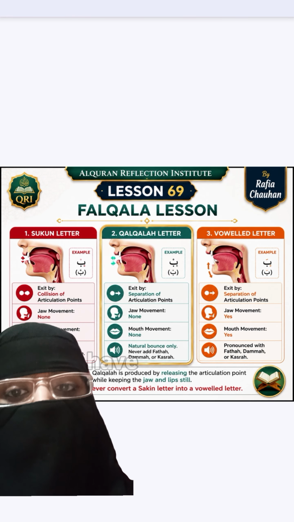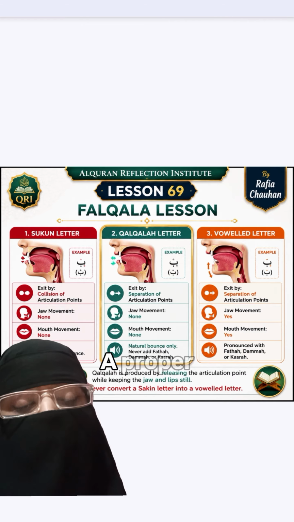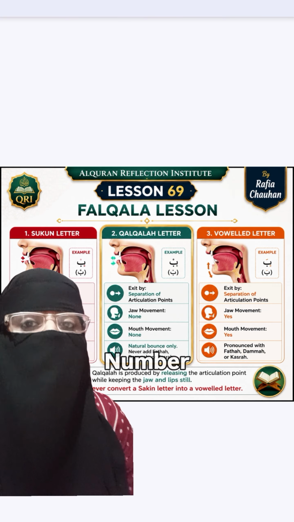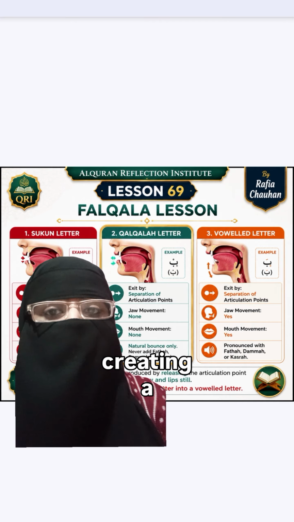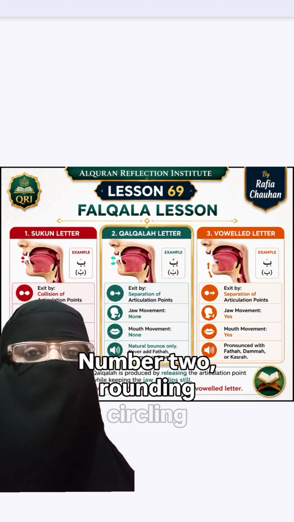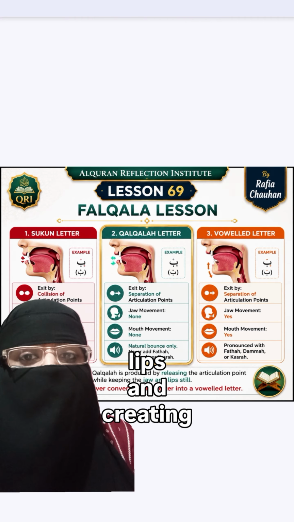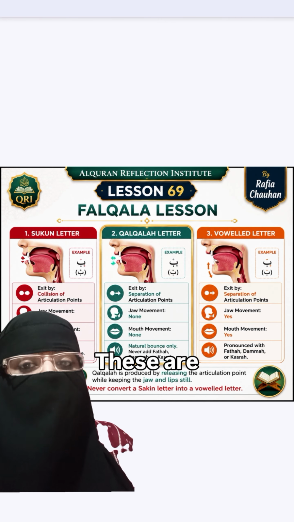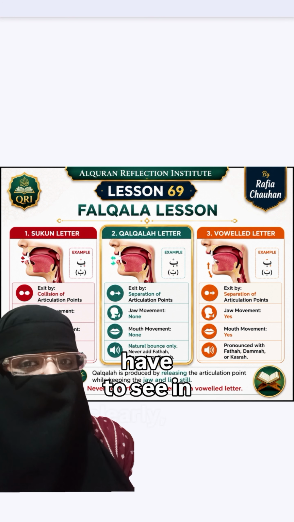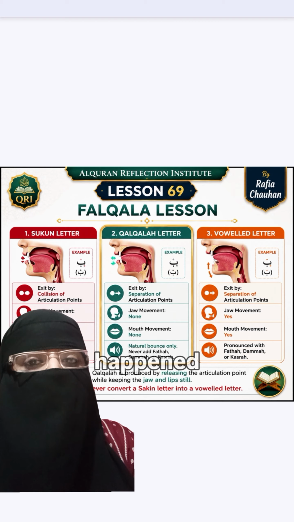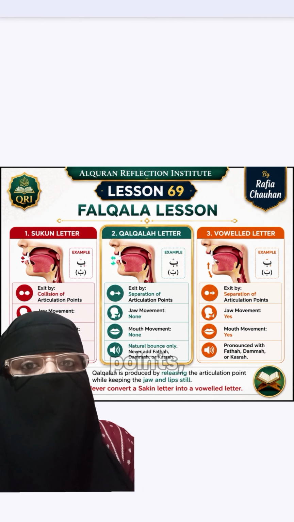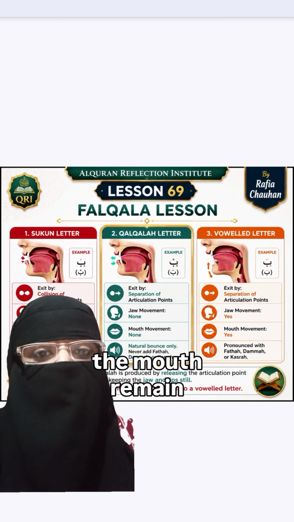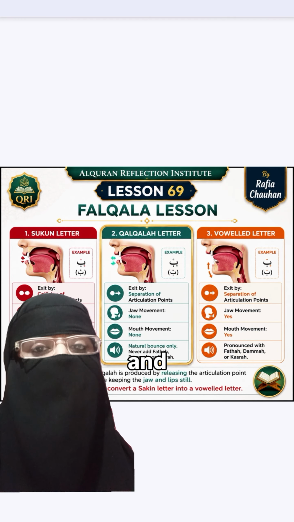So for the pronunciation, you have to see this page properly. A proper qalqala is produced by separating the articulation points without, number one, opening the mouth and creating a fatha; number two, rounding the lips and creating dhamma; number three, lowering the jaw and creating kasra. These are three pictures, and if you look clearly, the movement happens strictly at the articulation points, while the lips, lower jaw, and mouth remain calm, relaxed and stable.